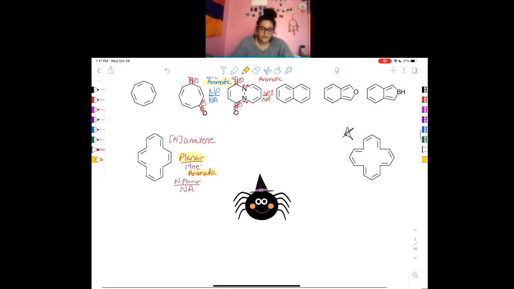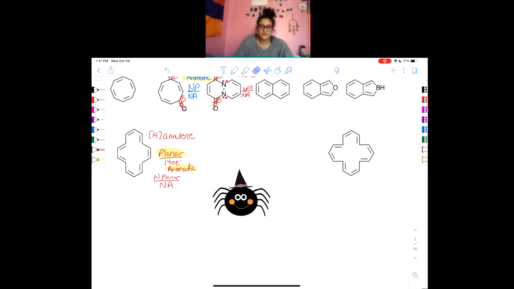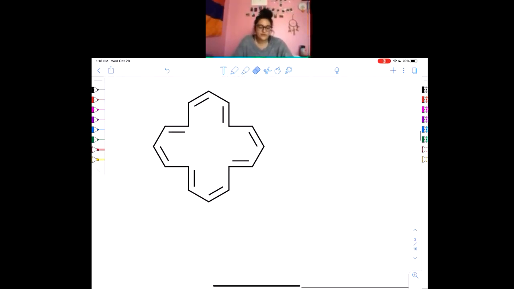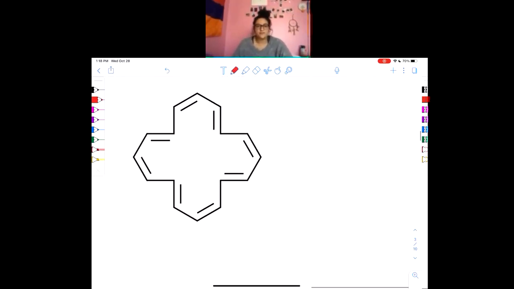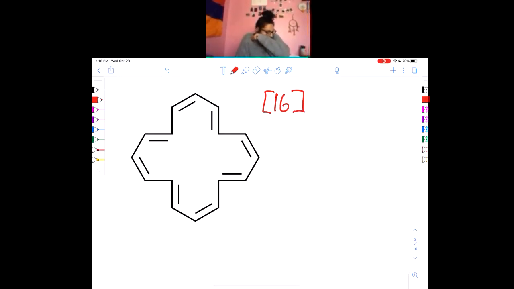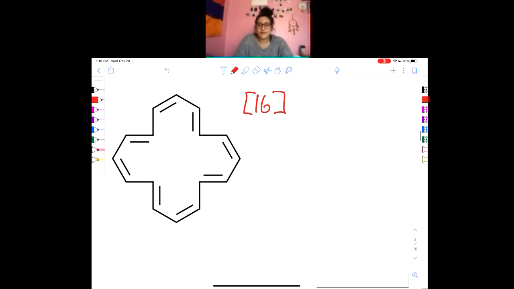If we go on to this one, which is super similar, just a different size, what would the common name for this one be? 16 annulene, exactly. The reason for that, sorry, is that we have 16 pi electrons. And so now does 16 follow the 4n or the 4n plus 2 rule?